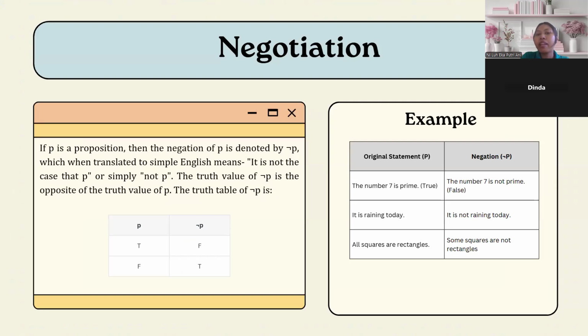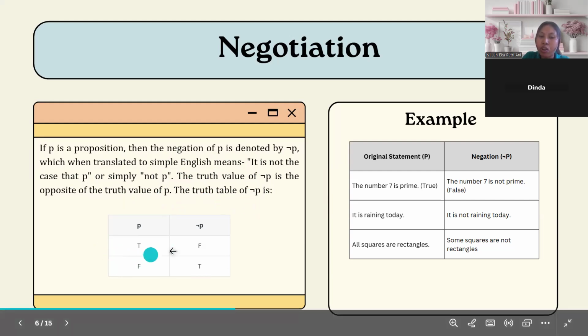Okay, the first topic in mathematical logic is negation. So, what is negation? If P is a proposition, then the negation of P is denoted by this, which translated to simple English means it is not the case that P, or simply not P. The truth value of not P is the opposite of the truth value of P. The truth table of not P is this. When P is true, not P is false. When P is false, not P is true.